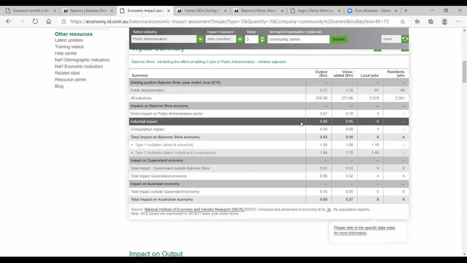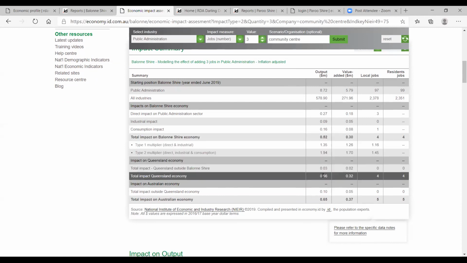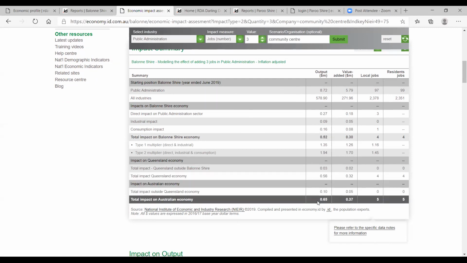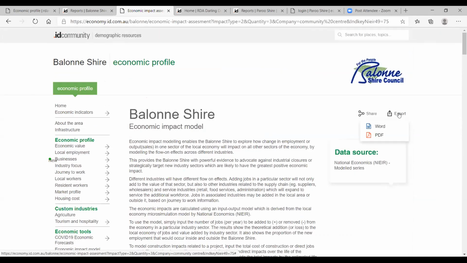Okay, and this once again tells me the total impact is 0.5 million. When I come down here, the total impact on the Queensland economy is 0.56 million. And then my total impact on the Australian economy is 0.65. So that's how you quote those numbers. Then once again, you'll come to the top and export that information into Word or PDF, and you will take out the stuff that you don't need. You will revise what you may need.